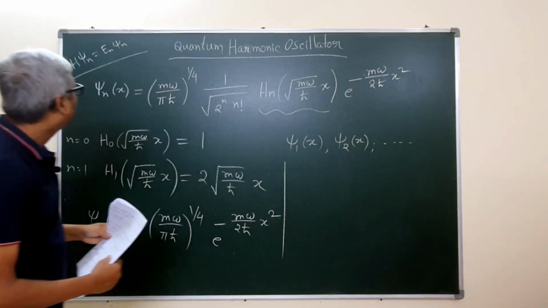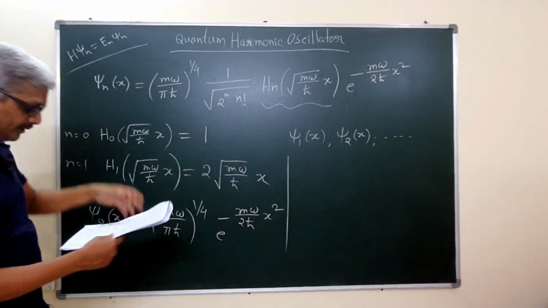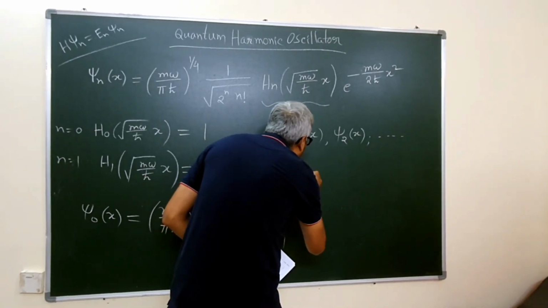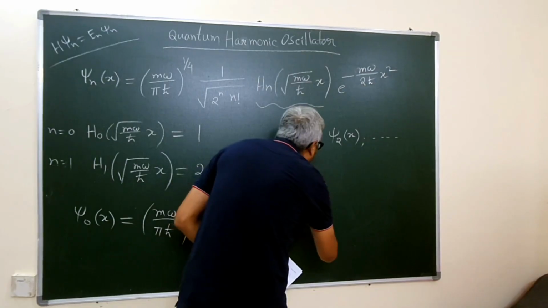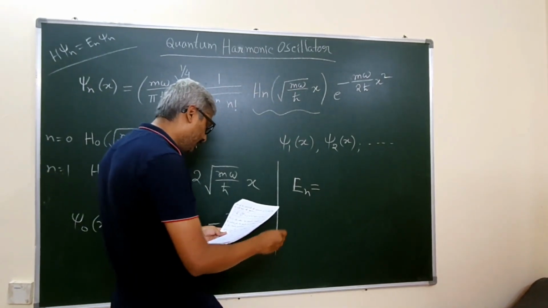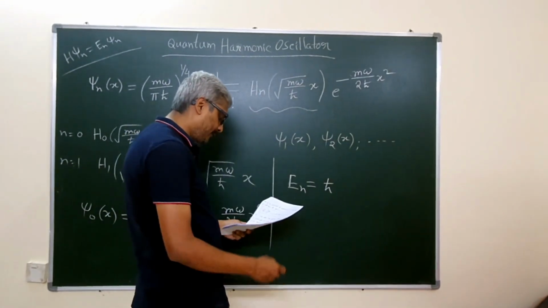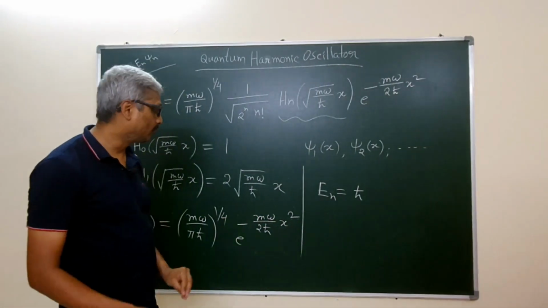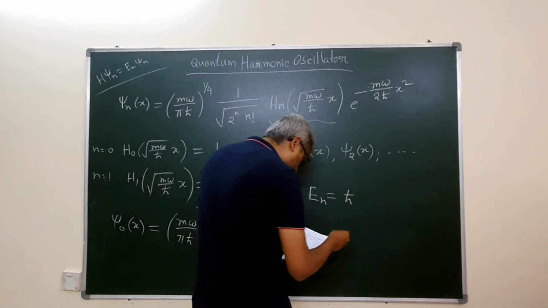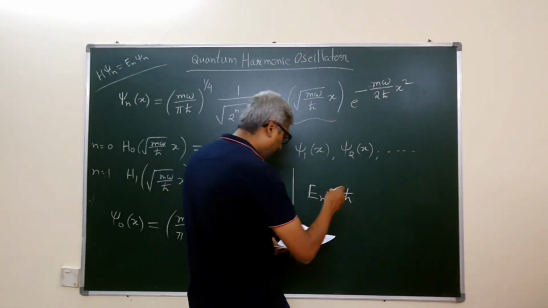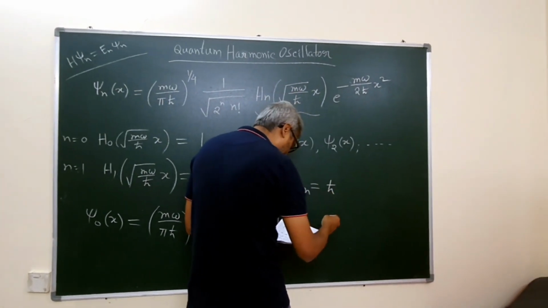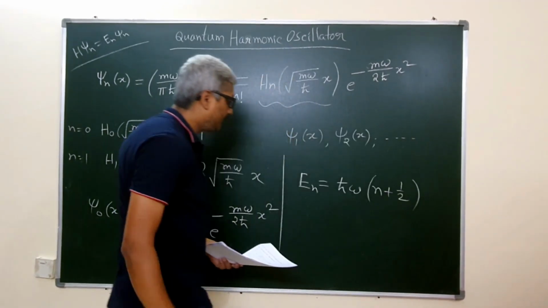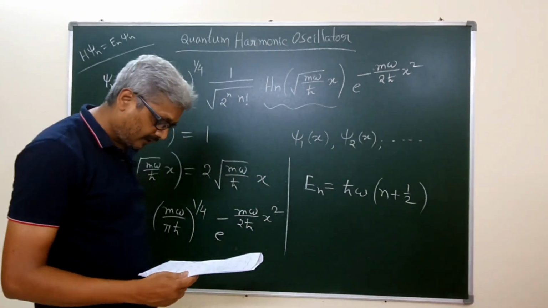The eigenvalues of the Hamiltonian, E_n, for this harmonic oscillator problem, one can easily derive. For this part, I will suggest you follow any standard textbook of quantum mechanics. So the eigenvalues for this harmonic oscillator problem are given by E_n equal to h bar omega (n plus half). These are the eigenvalues for this harmonic oscillator problem.